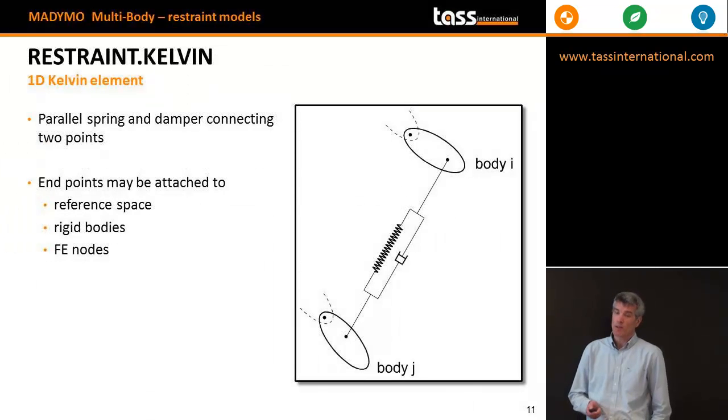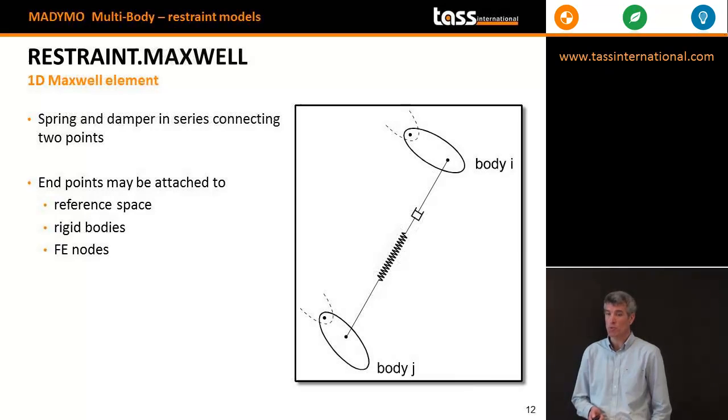Well, the previous part basically was about joint restraints. Now we're going to focus on restraints between bodies, or a body and a reference space. Here you see an example of a 1D Kelvin element. It's a parallel spring and damper connected between two bodies. Instead of parallel, you can also define a Maxwell. It's also a 1D element, also connected between two bodies, or a body and a reference space, but no, they are serial.